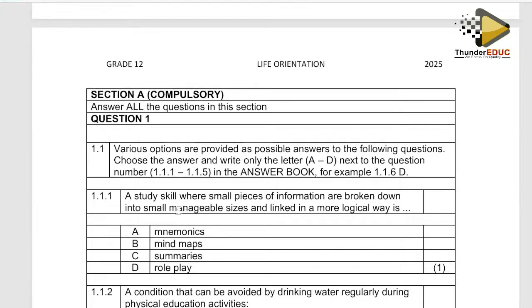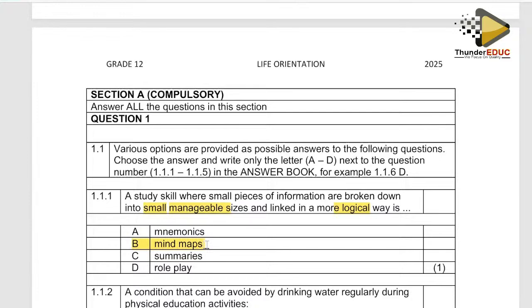Our first question reads: a study skill where small pieces of information are broken down into small manageable sizes and linked in a more logical way. We need to highlight our keywords which are going to guide our choice of answer. I'm going to highlight small manageable sizes in a more logical way, in a way which makes sense. This can be done using a mind map. This method of studying is called mind mapping, where you organize your information in the form of a mind map. So that is the first question.